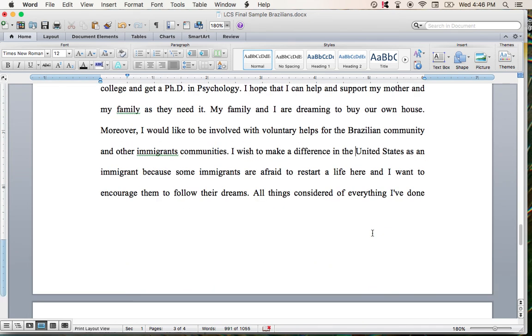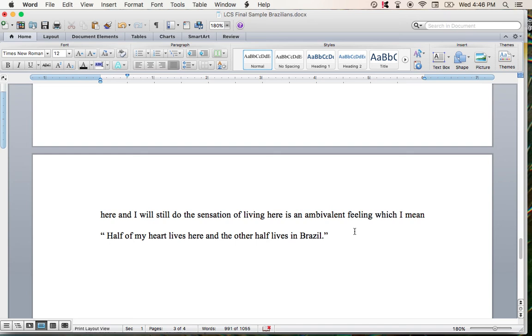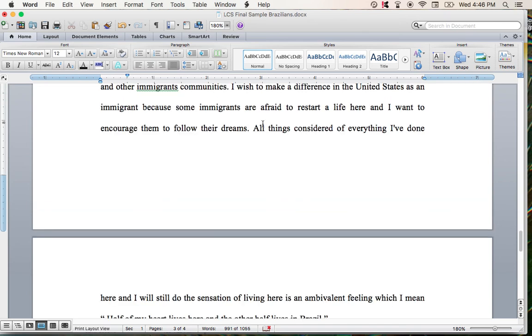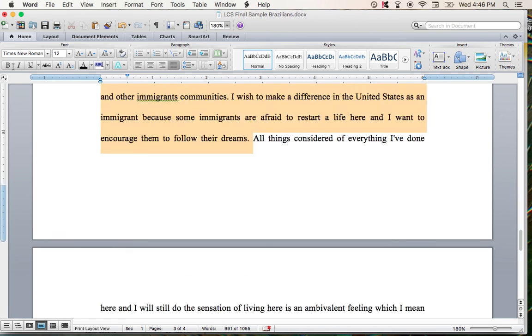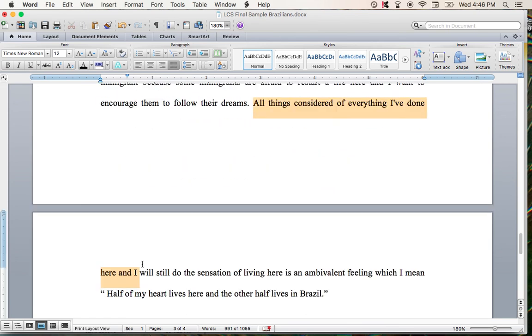Her last paragraph is a long paragraph about the future, and she makes it feel finished at the end. All things considered, of everything I've done here, and I will still do, the sensation of living here is an ambivalent feeling, by which I mean half of my heart lives here and the other half lives in Brazil. So she reflects on what it means to be an immigrant who's between two different places.